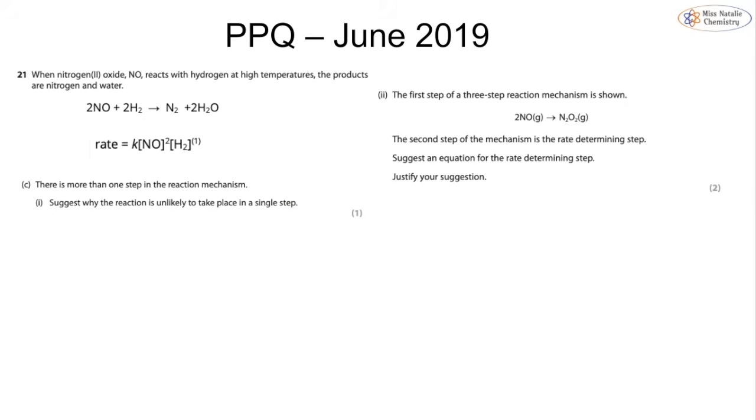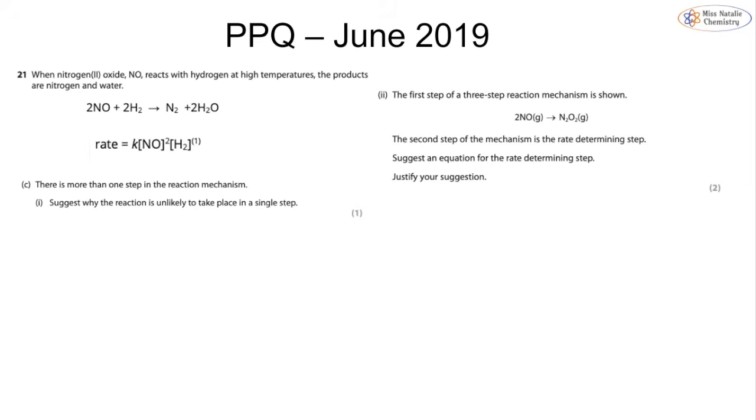So this is our equation and our rate equation. Part C in this question is asking why there's more than one step in the reaction mechanism. Suggest why this reaction is unlikely to take place in a single step.